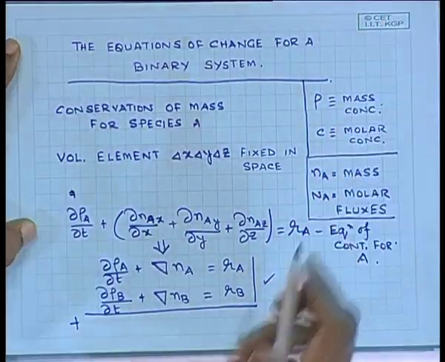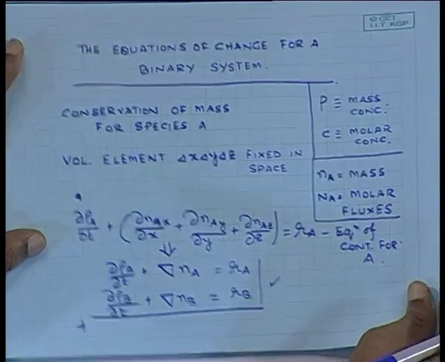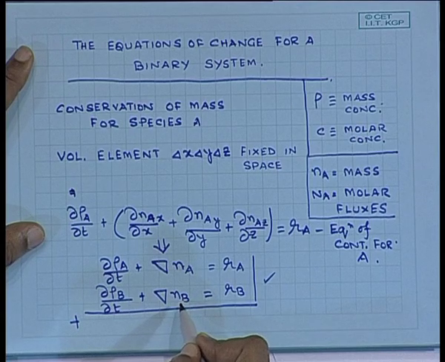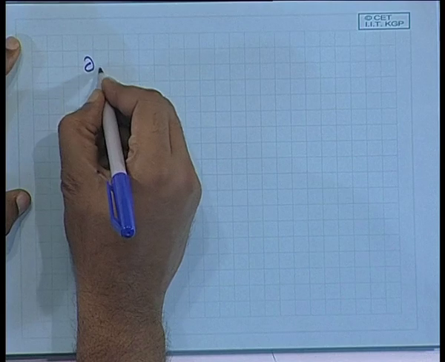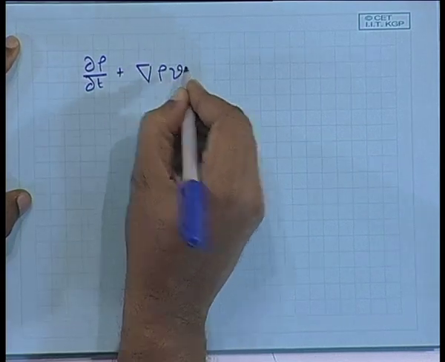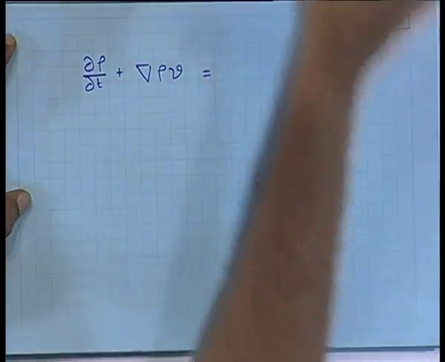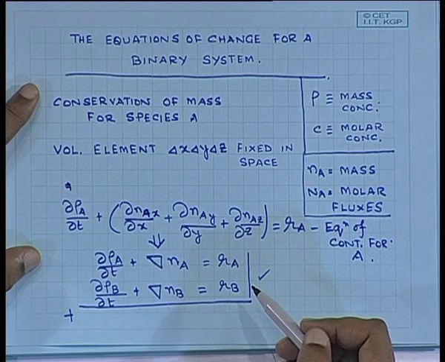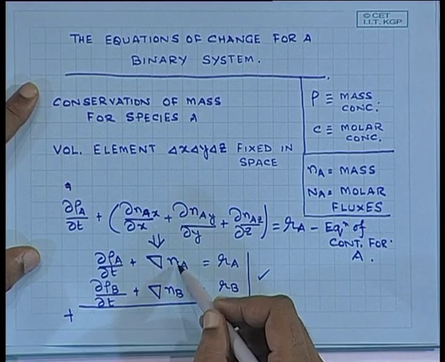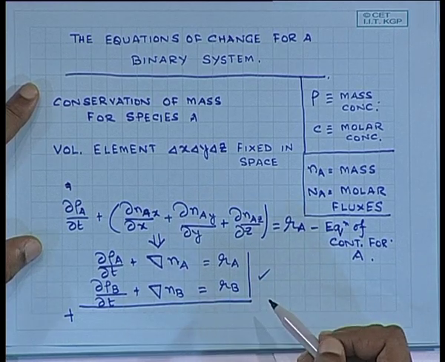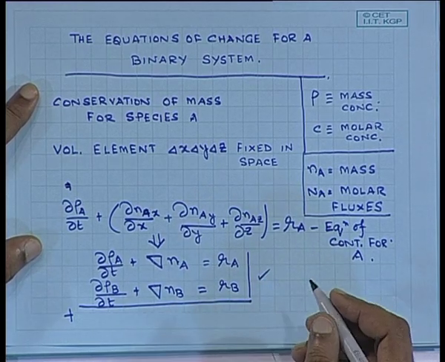So, if I use such a methodology, then the sum of these two terms can simply be expressed by rho v. So, it is going to be del rho by del t plus divergence of rho v equals, what is going to be R A plus R B? We understand that N A plus N B is simply equal to rho v. What is R A plus R B? Any idea?